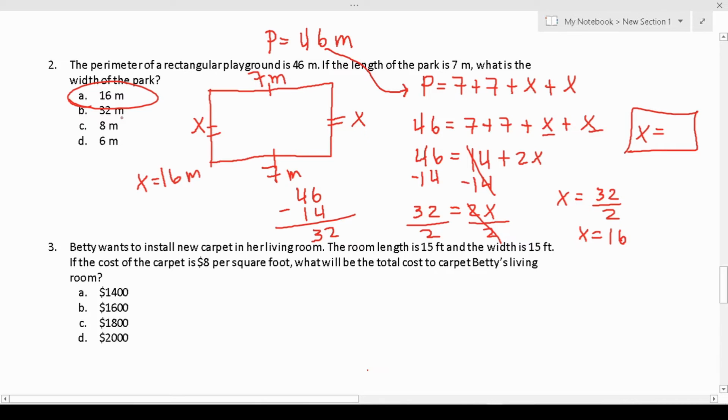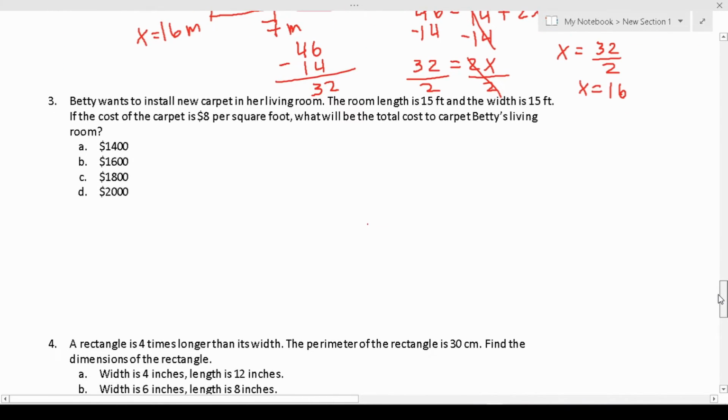Okay, so that's a pretty common question that you'll see on the ASVAB. They'll give you the perimeter as well as either the length or the width of a rectangle and ask you to solve for either the length or the width accordingly. So pretty simple as long as you know how to find perimeter.